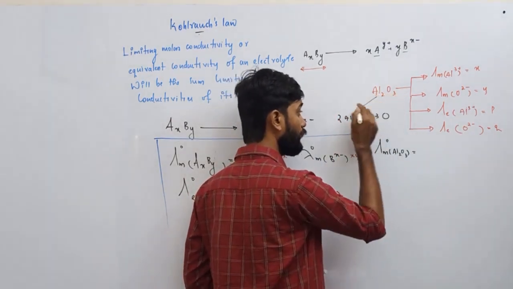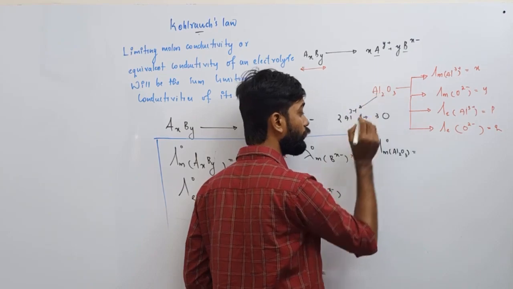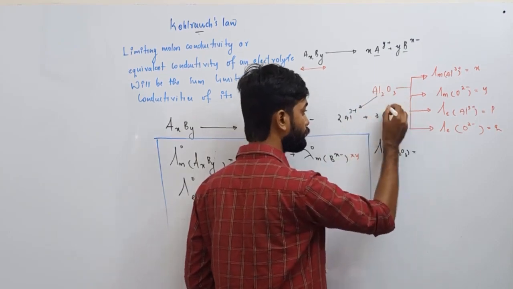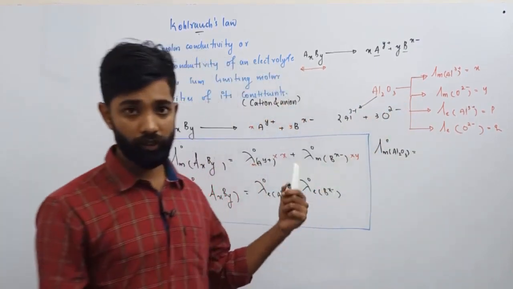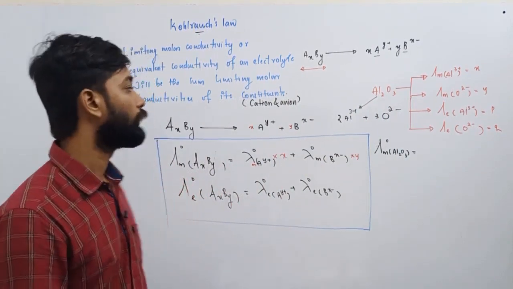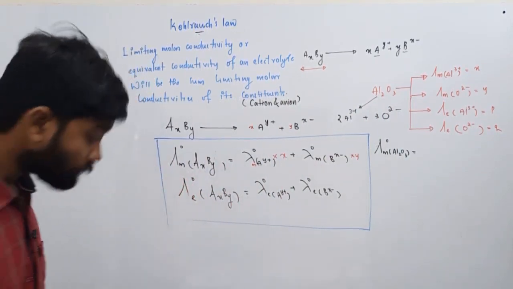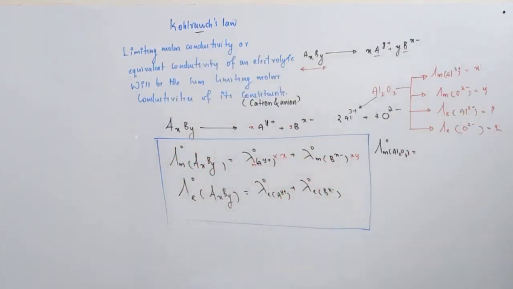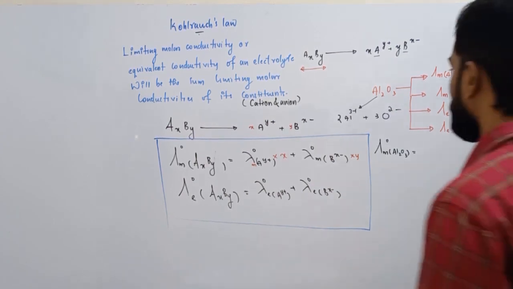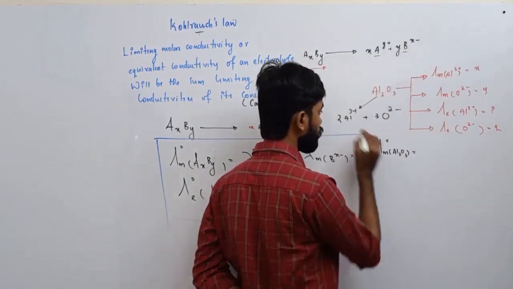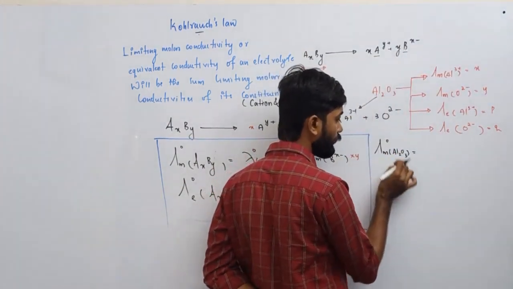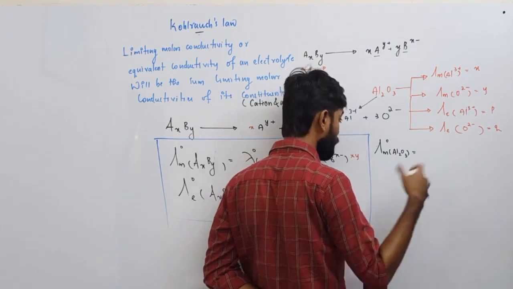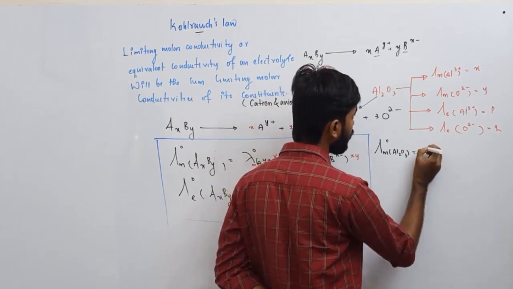What is the valency of Al? That is just below your O. This is okay, it was already discussed in the first section, right? Listen here. We know that Al2O3 splits into 2Al3+ and 3O2-. So I want to find the limiting molar conductivity of Al3+. First of all, I want to choose the limiting molar conductivity of the cation.